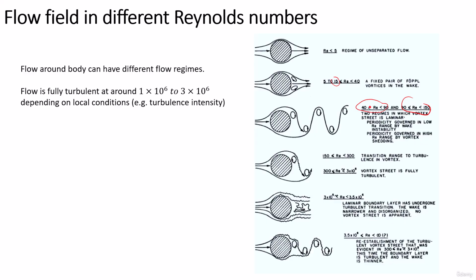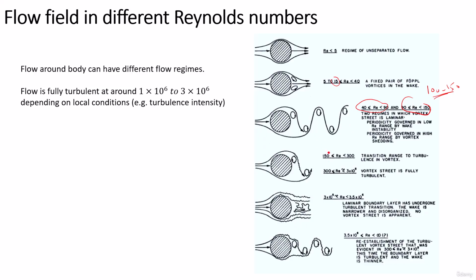So whenever we are solving the flow for vortex shedding, laminar vortex shedding, I usually keep the Reynolds number from 100 to 150, and that you might see in the course contents when we solve the circular cylinder in a steady flow.